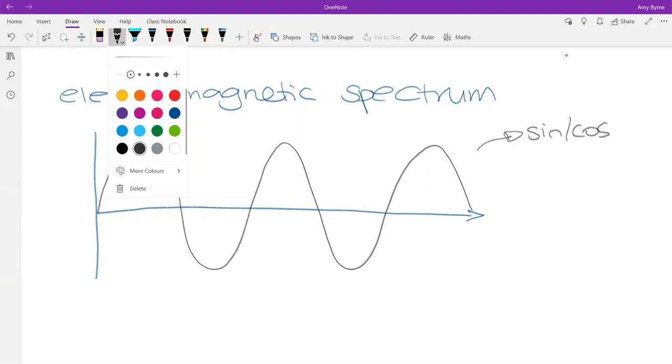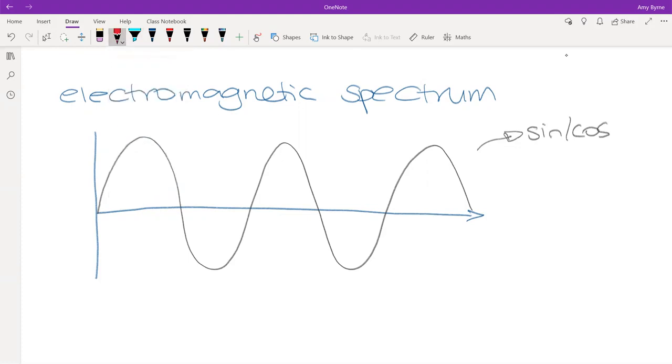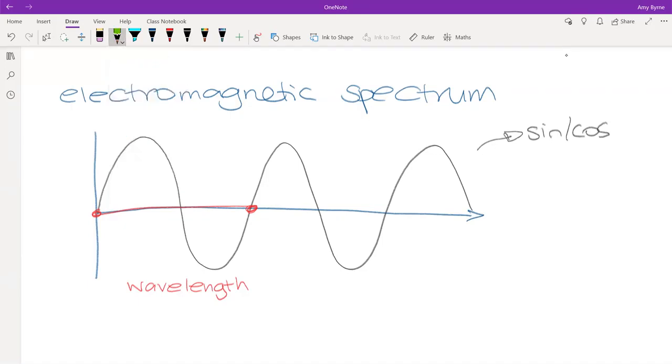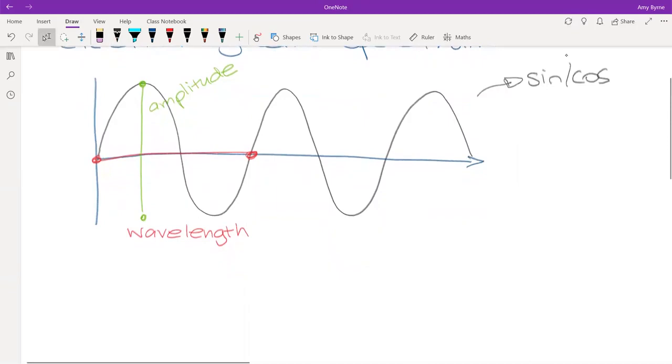So let's define a couple of basic measurements that we can take of this wave. The two main things that we think about are our wavelength, which is this length here. And then going the opposite way, from the top of the peak to the bottom of the peak, we have amplitude. Now, this wavelength varies depending on the type of wave that we're looking at. So different waves have different wavelengths.